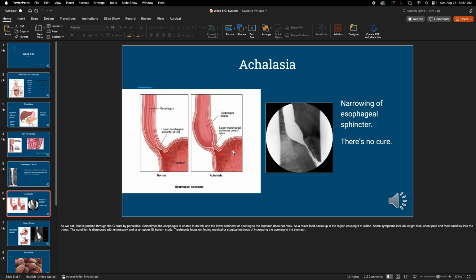Achalasia, that just means a narrowing of the esophageal sphincter. There's no cure for this, by the way. So on the left, we can see the normal one. On the right, we can see where it's really narrowed. You can imagine why that's a problem, because if it's narrowed, now we're going to have a dilated esophagus, because the food's going to be backed up here. That's a huge problem, right? There's no cure for this.